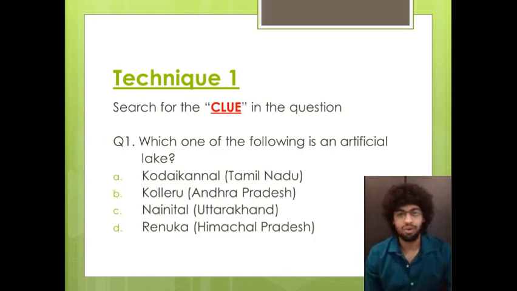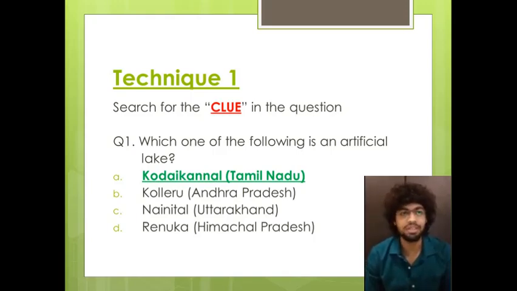Now out of the four options, if you analyze the first option, then in the word Kodaikanal you will come to know that there is a word canal, and canal is something which is constructed artificially. And in the question they have mentioned that which one of the following is an artificial lake. So the answer for this question would be option A, Kodaikanal. So you see, if you hunt for the clue in the question and then you analyze the options, then you can get to the right answer.